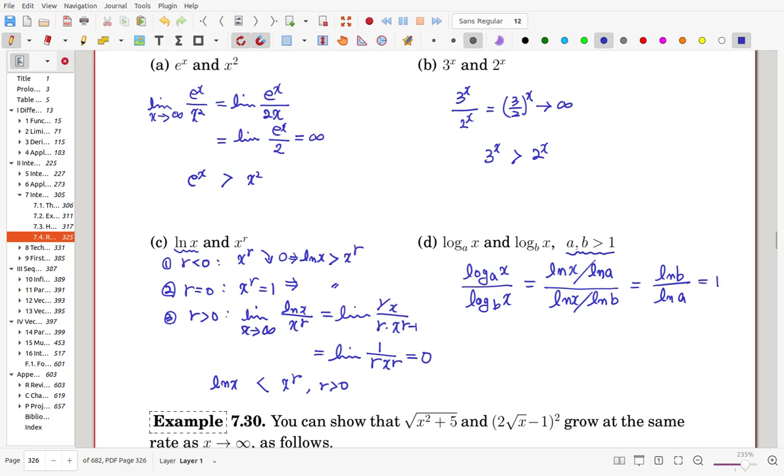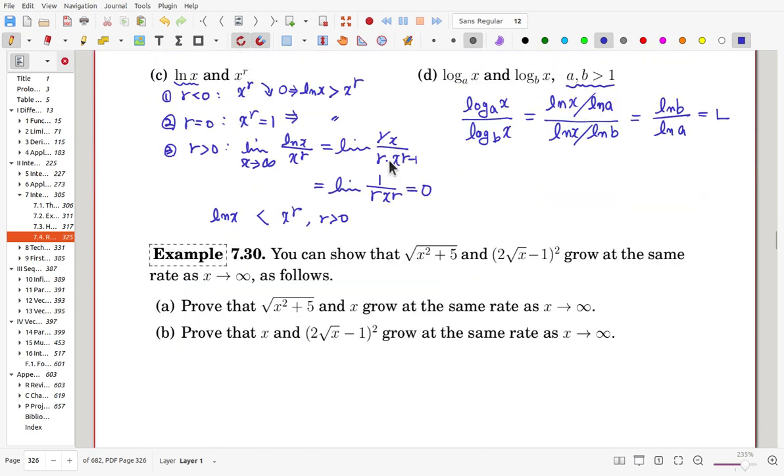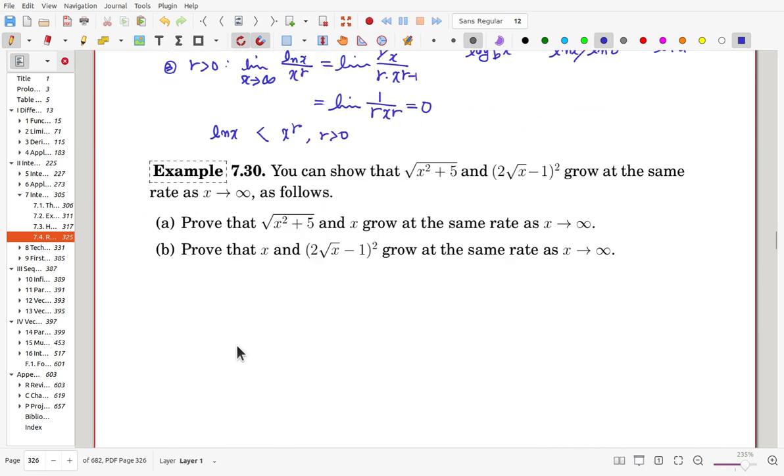Let's say this is L. So we can say that logarithm base a of x and logarithm base b of x grow at the same rate as x approaches infinity. Now, by using the definition, you can compare the growth rate.